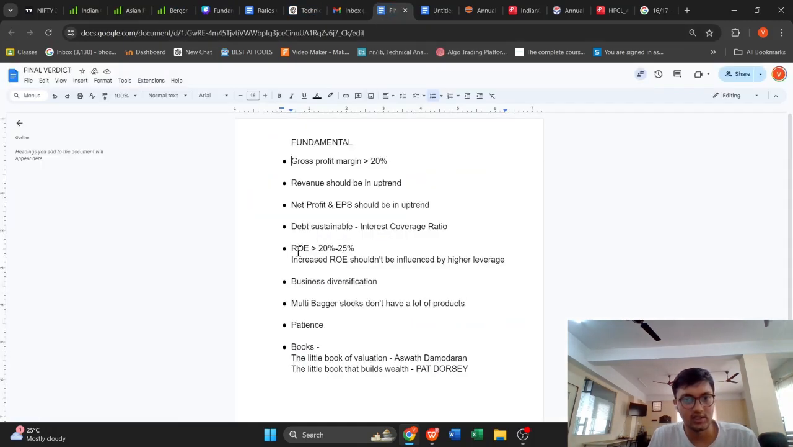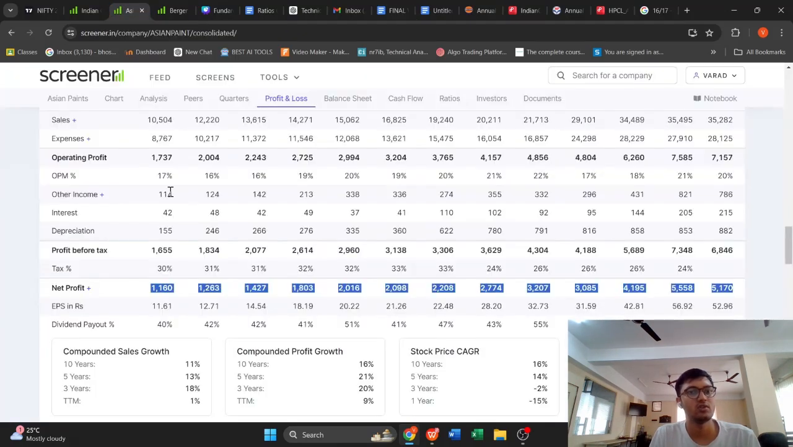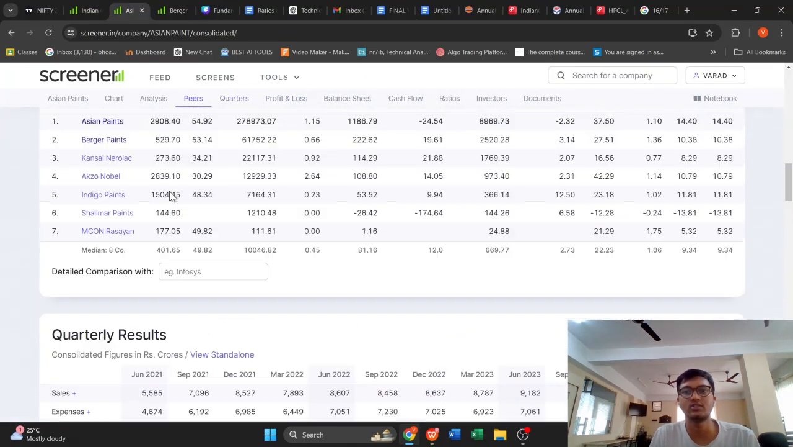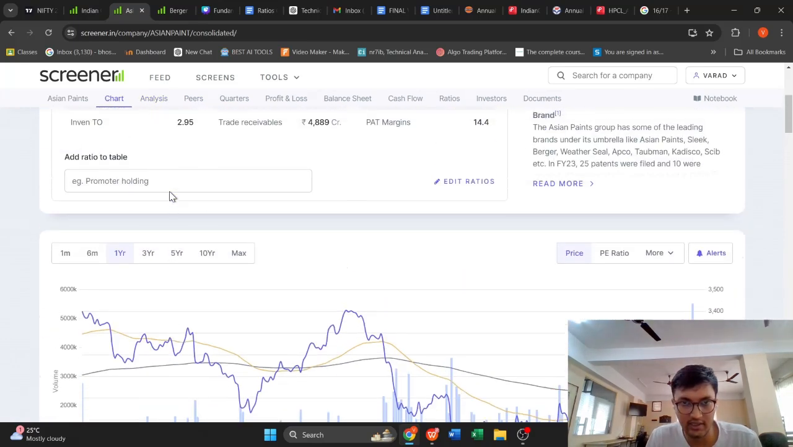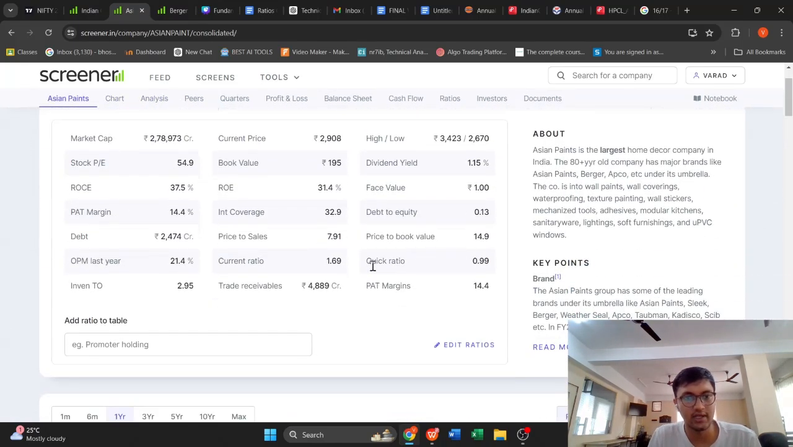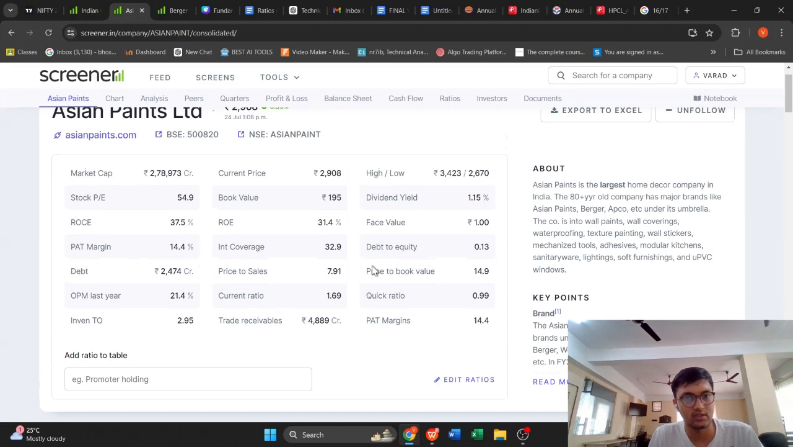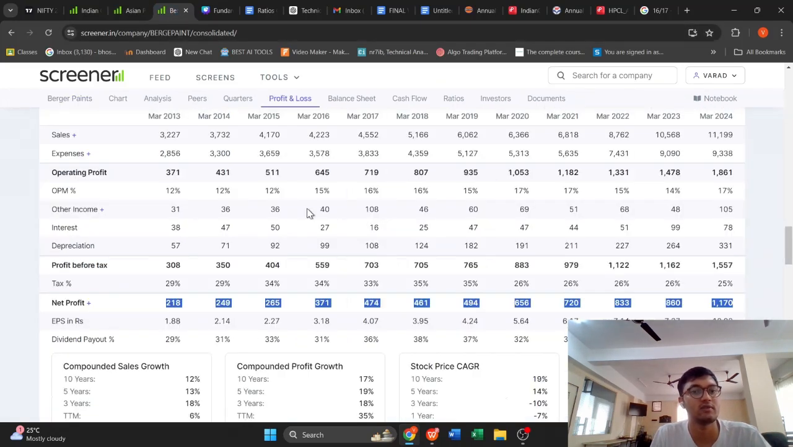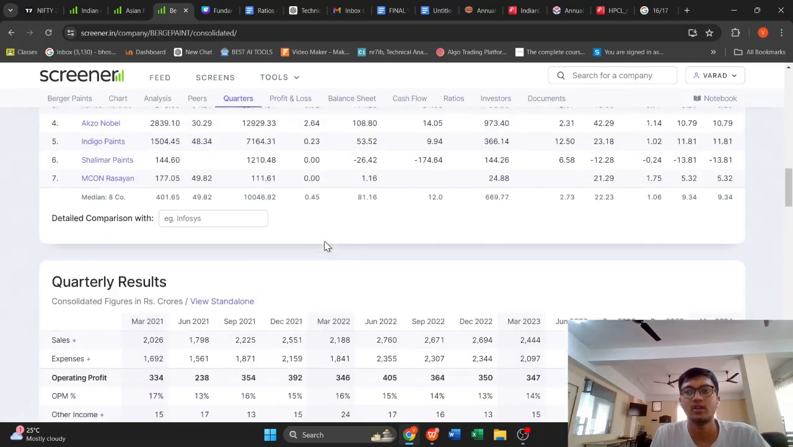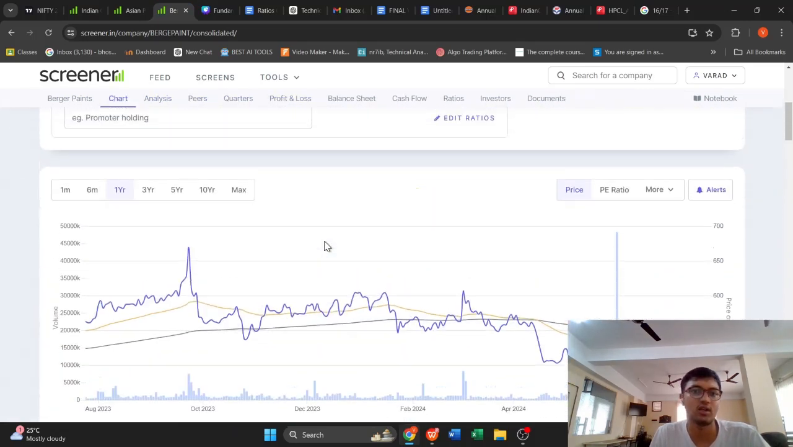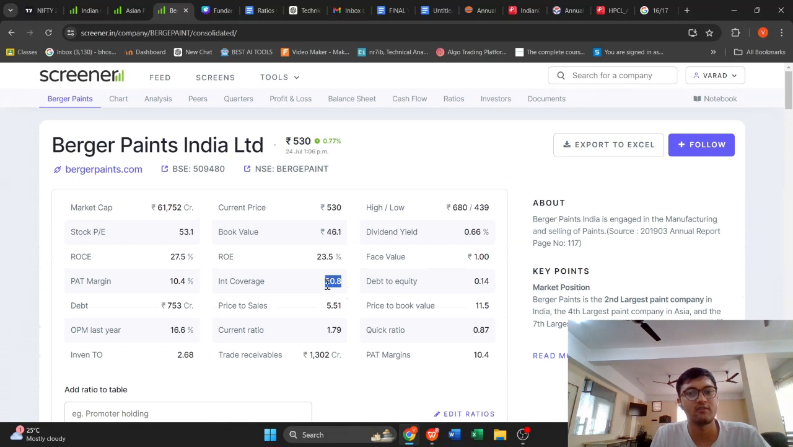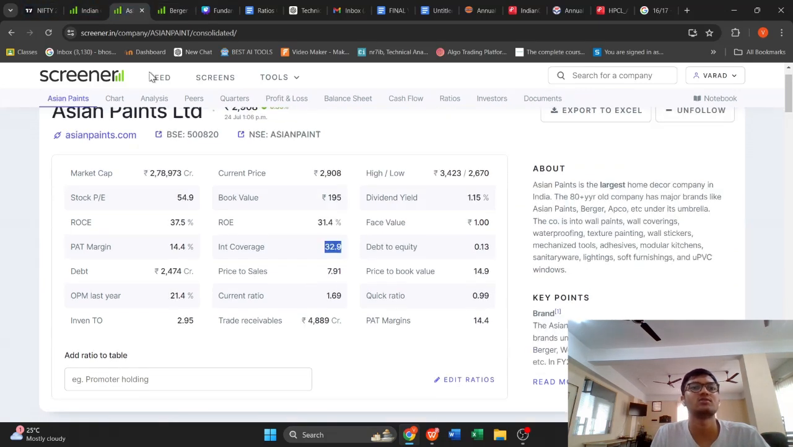And let's say the debt should be sustainable, along with the interest coverage ratio. So let's see the debt and the interest coverage ratio. Will the company be able to repay the interest and debt? In the case of Asian Paints, the interest coverage ratio is 32 times. So they have 32 times the money they have to pay in interest on the loan they have taken. In this other case they have 20 times. So in this case Asian Paints is better, obviously.